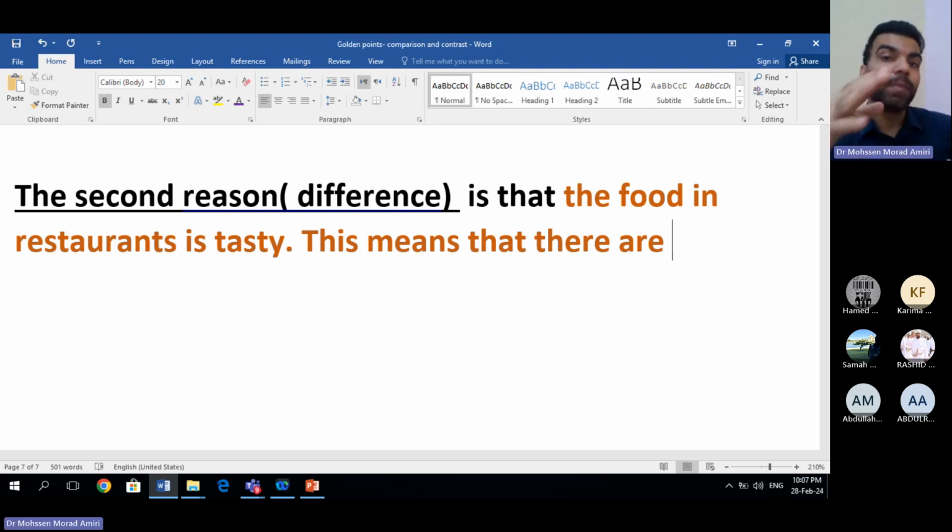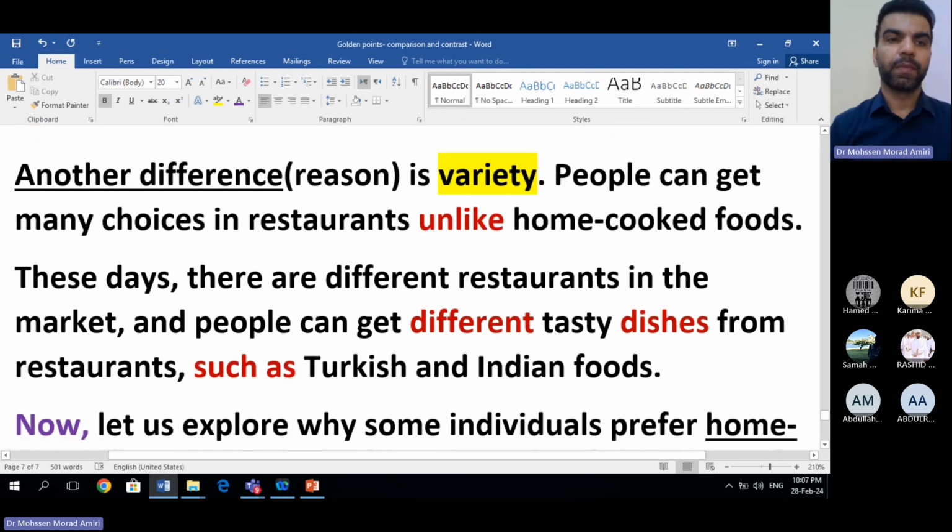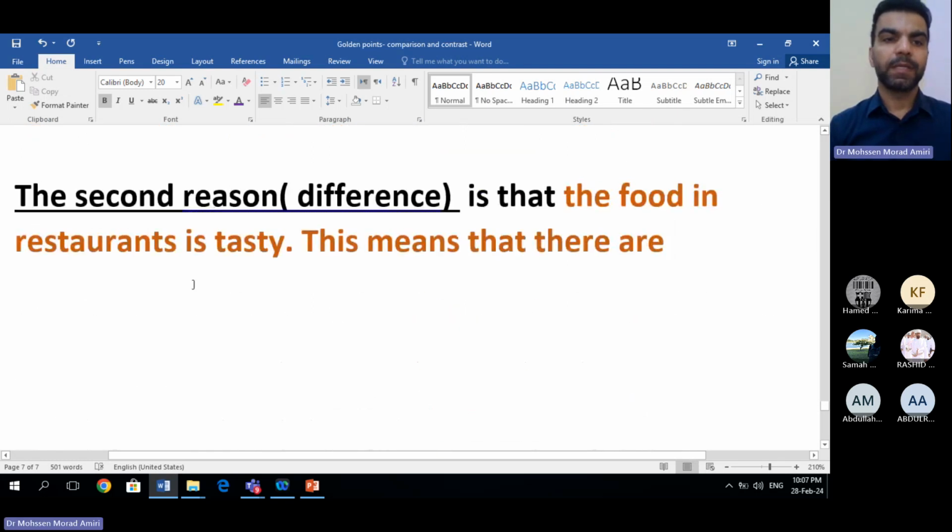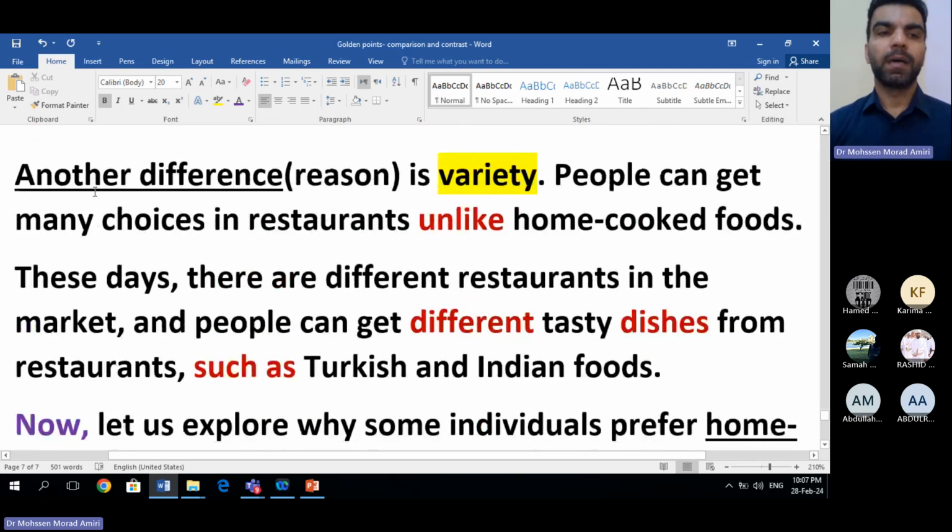So you need to make yourself familiar with the topics. If you do not read different topics, then it will be difficult for you. So inshallah, we will try to work on different topics, and then it will be easier for you. See, the second reason, or we can say another difference.